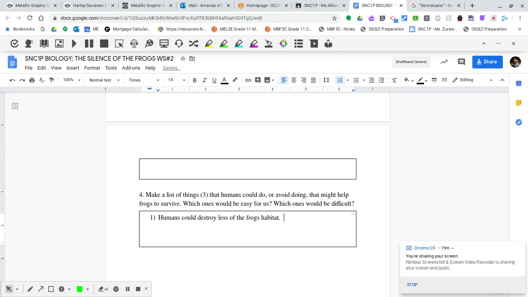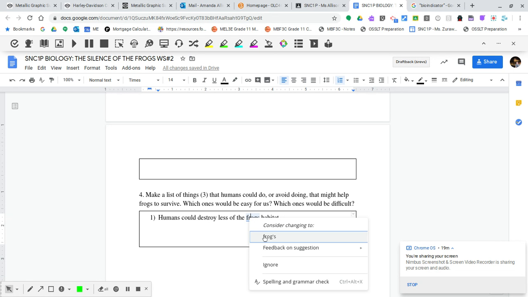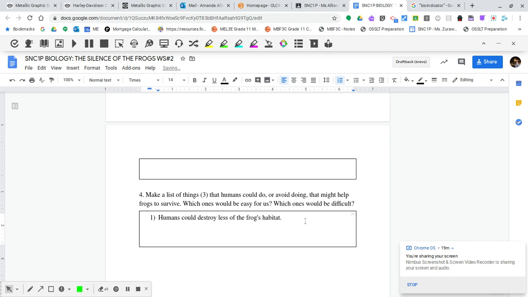Would that be easy or hard for us? Well, it could be really hard for us because maybe we're talking about habitat that surrounds the GTA or the Greater Toronto area. And then what happens? Well, we've got so many people that are trying to live in that area that would be a hard thing for us to accomplish.